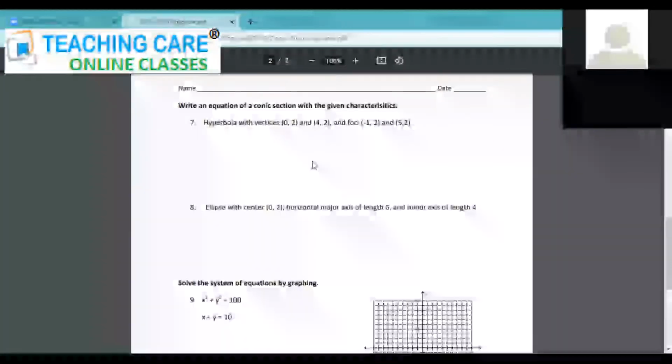Find the center. What is that h comma k you are getting? Oh, okay. You have to find the midpoint of the vertices. So that will give you h comma k. You got it? What I'm trying to say? Yeah.